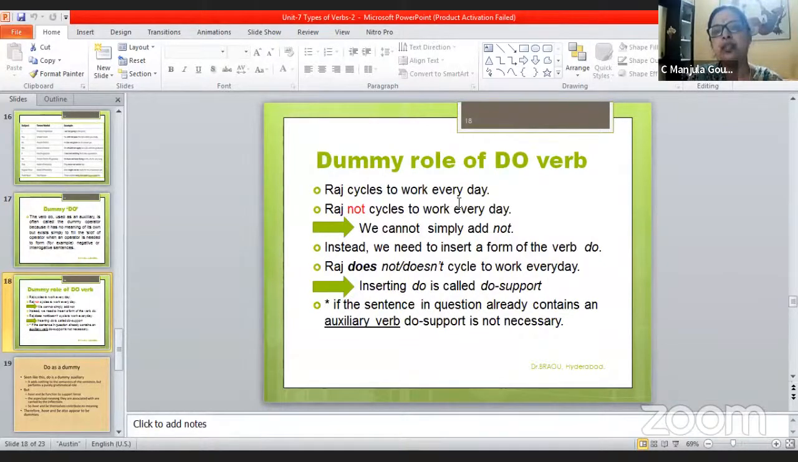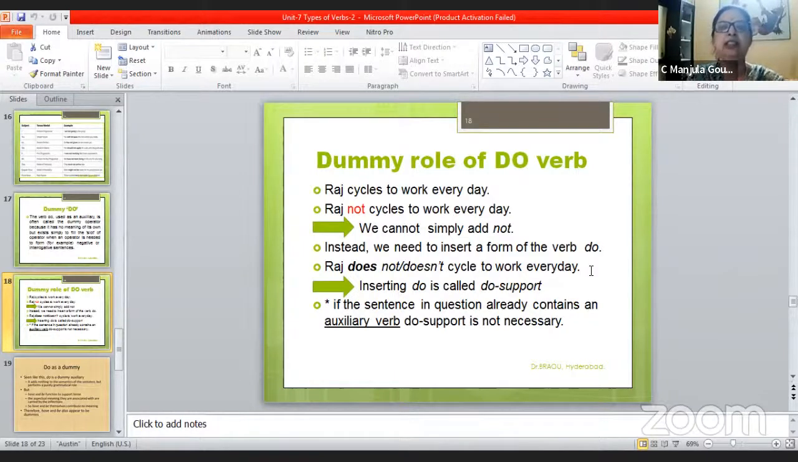Raj cycles to work every day. Let me say I write this sentence like this: Raj not cycles to work every day. We cannot simply add not. Instead, we need to insert a form of the verb do. Raj does not or doesn't cycle to work every day. I hope this is clear for you all.